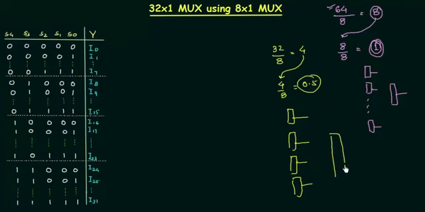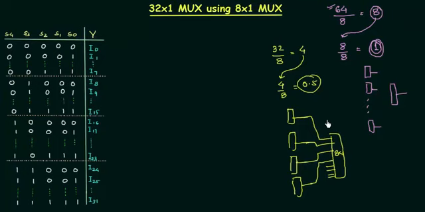We are going to use one more 8 cross 1 mux, and these 4 inputs will go to this 8 cross 1 mux, and the remaining 4 inputs will float. This is not what we want. So whenever you don't have a whole number, in that case you have to use enable. I hope you already know what enable is for a circuit.